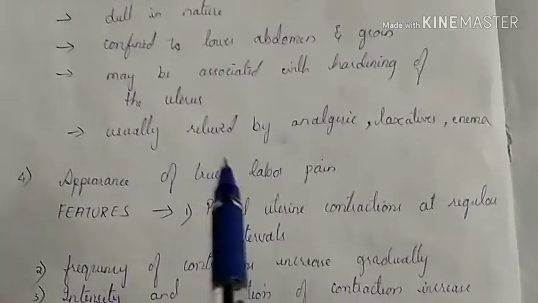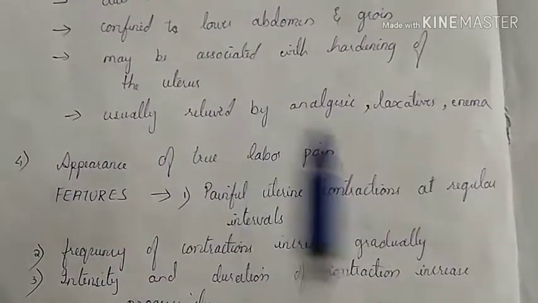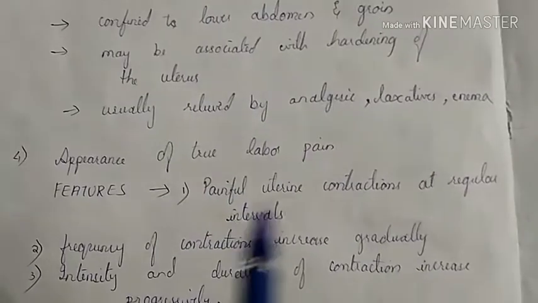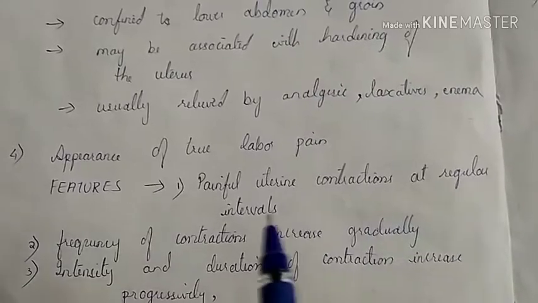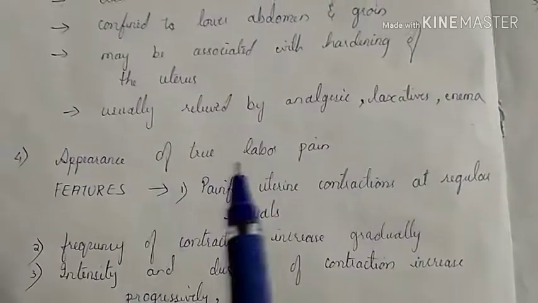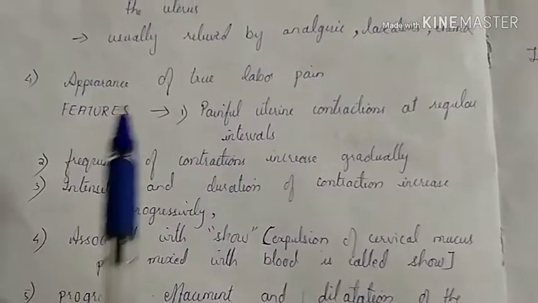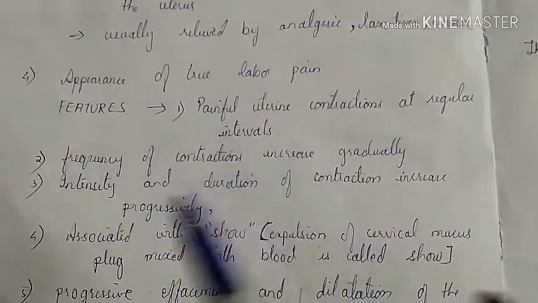Then, appearance of true labor pain. The features of true labor pain are that painful uterine contractions occur at regular intervals. The frequency, intensity and duration of this pain keep on progressing, keep on increasing.